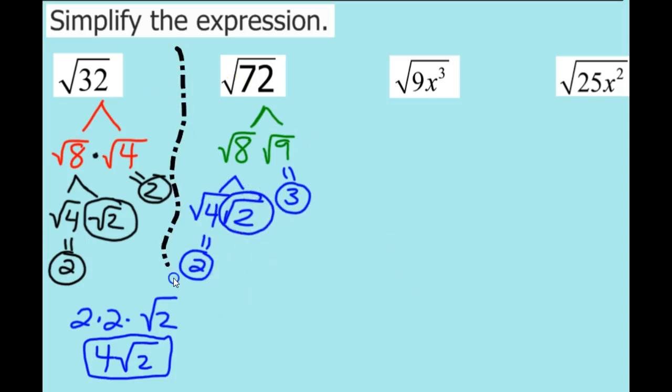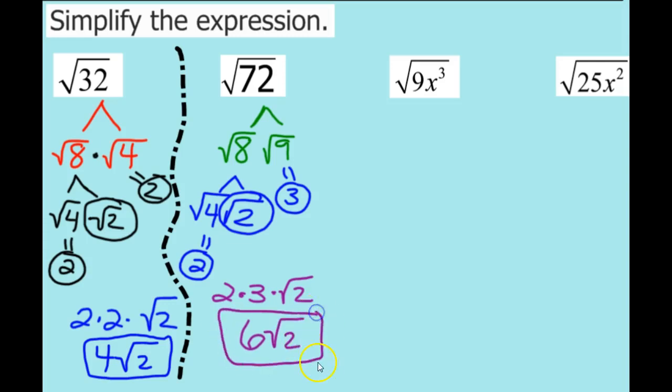So here is my answer. We have 2 times 3, and then we always do the square roots last, times the square root of 2. So 2 times 3 is 6, and then the square root of 2. This is as simplified as we can get.